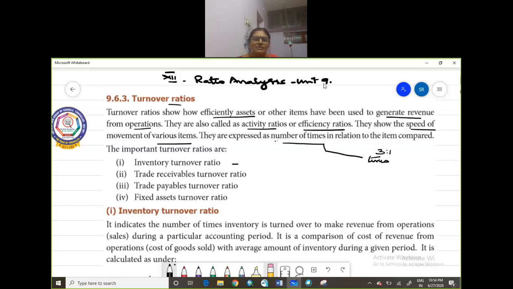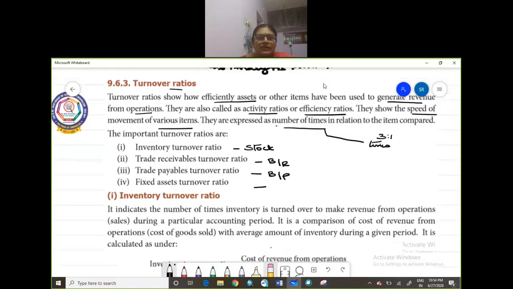We are going to discuss four important turnover ratios: inventory turnover ratio, in other words stock turnover ratio; trade receivable ratio, which is called bills receivable ratio; trade payable ratio, which is called bills payable ratio; and fixed assets turnover ratio. First, inventory turnover ratio. What do you mean by inventory turnover ratio?